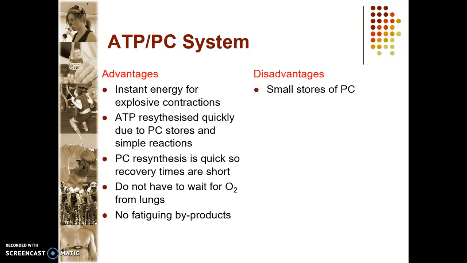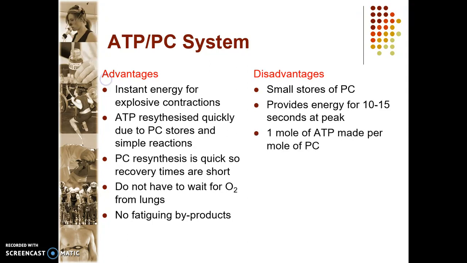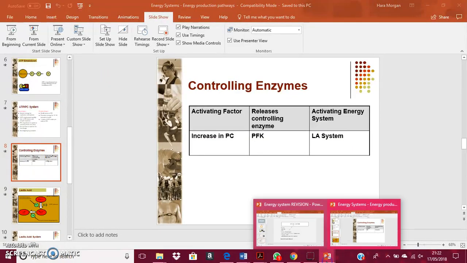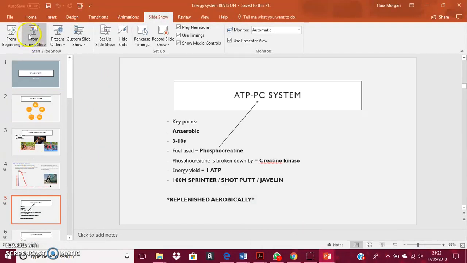Disadvantages: small stores of PC available in the muscle, provides energy for 10 to 15 seconds at peak, so not very long at all. And then finally, the 1 mole of ATP made per mole of PC. That is not enough. It is not a lot. If you get a question on the ATP-PC system, you've got to try and put as much information as possible that you can think of within that question. So this information has to go in there as well. Okay, so let's move back and go on to the lactate system.